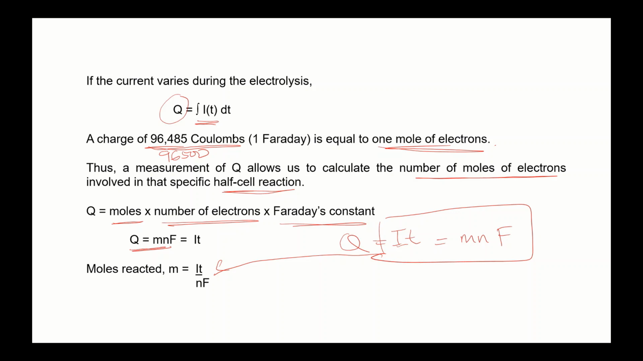So you relate these two equations, so you can calculate the moles of reactants in the reaction. M equals IT over NF. I is in ampere, T in second. So this is mole, not mass, not gram, whatever. M represents moles. N is the number of electrons involved and F is the Faraday constant.